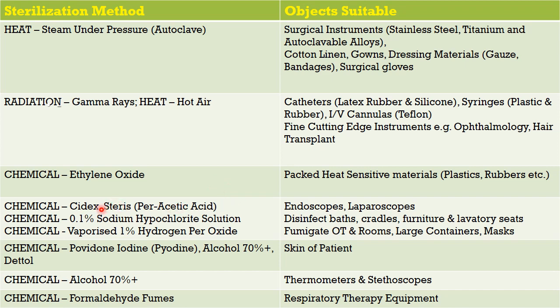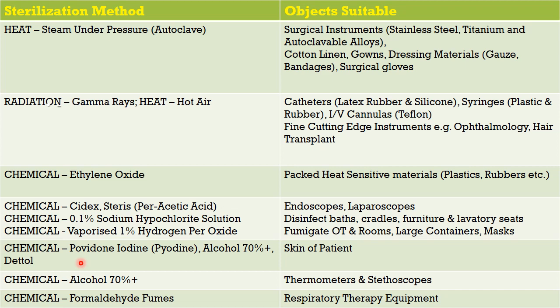Cidex or Steris, these are trade names, chemical agents which are used to sterilize endoscopes, laparoscopes. 0.1% sodium hypochlorite, as you remember, like bleach, releases chlorine, and this is used to disinfect baths, cradles, furniture, and lavatory seats. Then we talked about vaporized 1% hydrogen peroxide, which is used to fumigate OT and isolation rooms. And as we know, nowadays they are using these in large containers to sterilize used N95 masks.